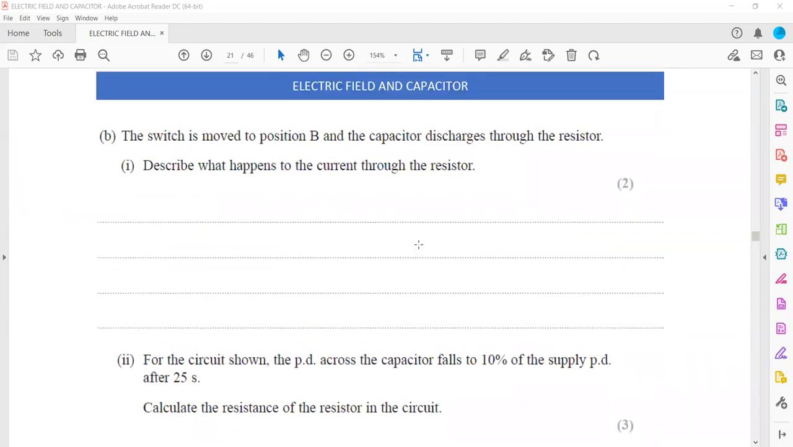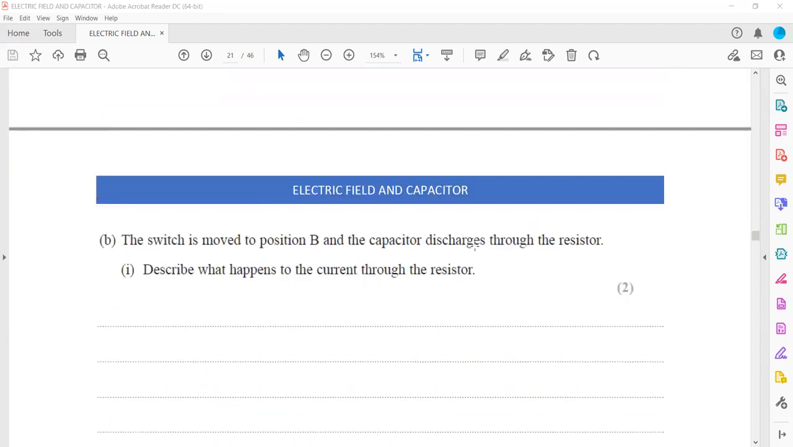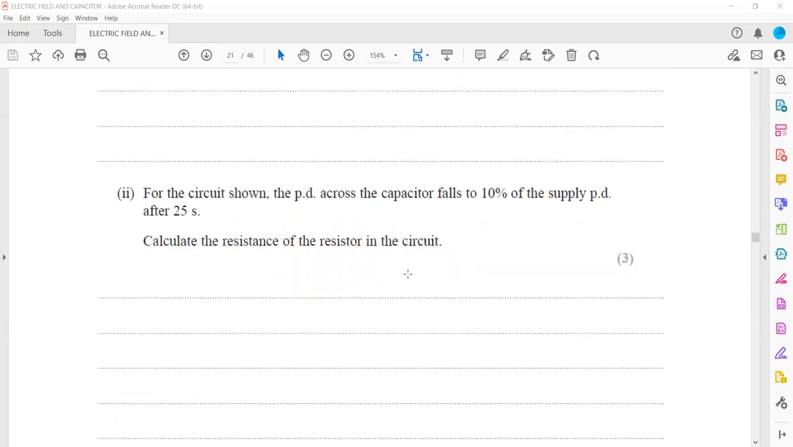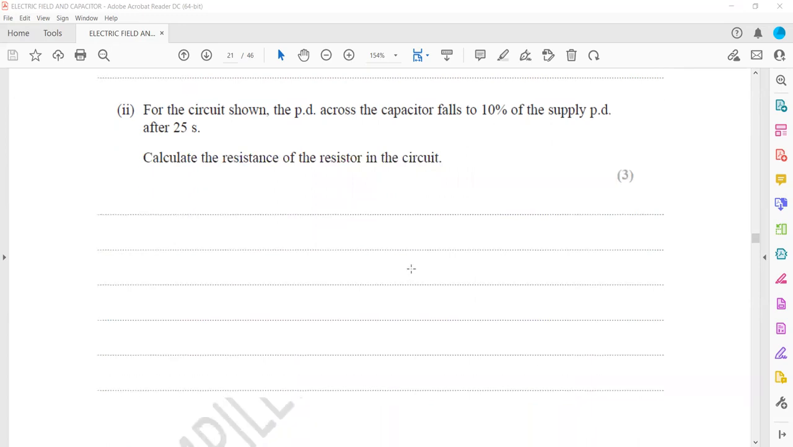Then the switch is moved from position A to position B and the capacitor discharges through a resistor. Describe what happens to the current through the resistor. When a capacitor is charging or discharging, the current always decreases exponentially. So current will decrease over time, and what is the variation? It will decrease exponentially. Whether it is charging or discharging, the same thing happens for current. One mark is for mentioning decrease and one mark is for exponential change. When you're using a capacitor, the change is exponential, so you have to include that in your statement.